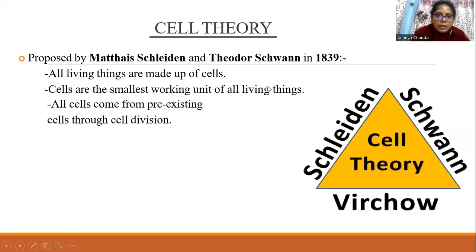The cell theory was proposed by Matthias Schleiden and Theodor Schwann in 1839. They explained that all living organisms are made up of cells, which are the vital element for the working of a unit of life of a living organism. All cells come from pre-existing cells through cell division.